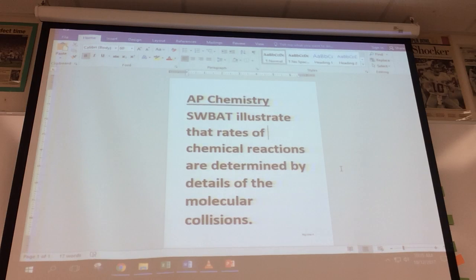We're going to start kinetics today. Kinetics matches up with big idea 4 very well. You want to be able to illustrate that rates of chemical reactions are determined by details of the molecular collisions. And that's a very, very broad big idea, a very broad learning goal.